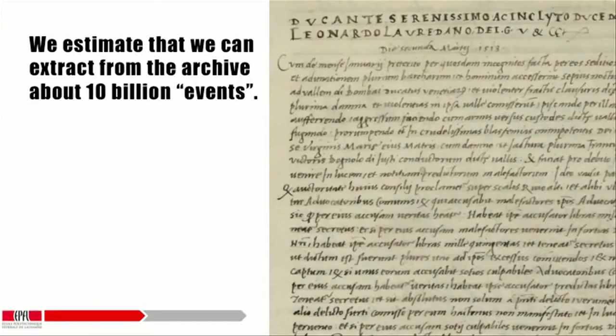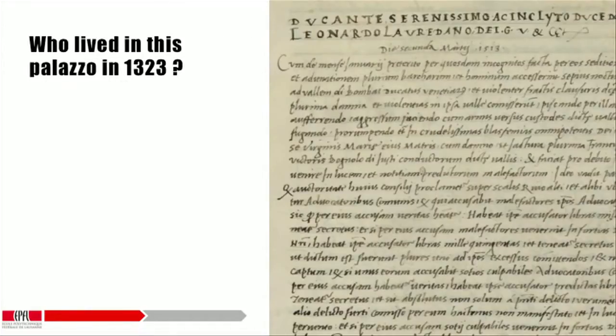If we reach that stage, then there's something else. We can extract events from this document. Actually, probably 10 billion events can be extracted from this archive. And this giant information system can be searched in many ways. You could ask questions like, who lived in this palazzo in 1323?